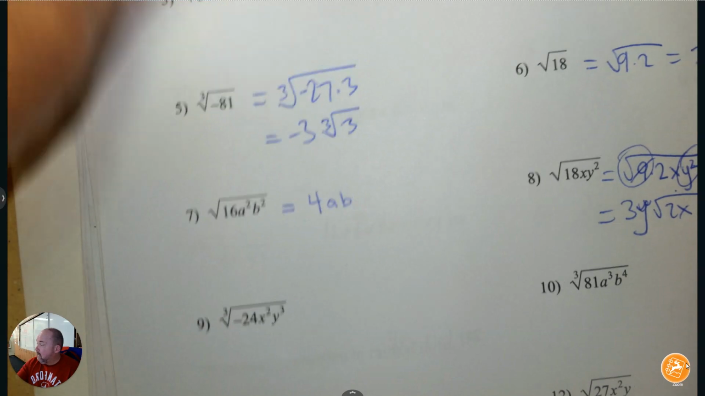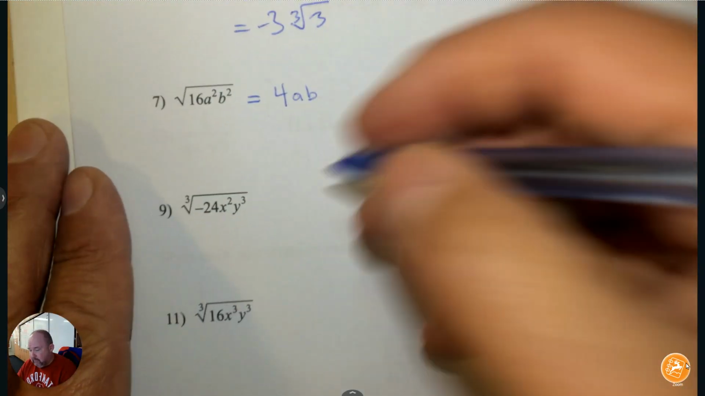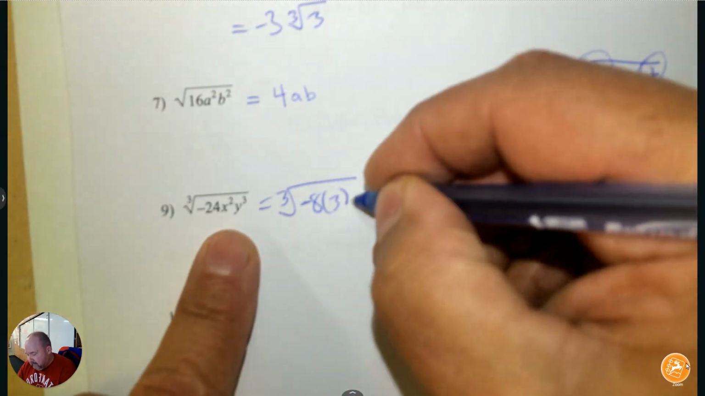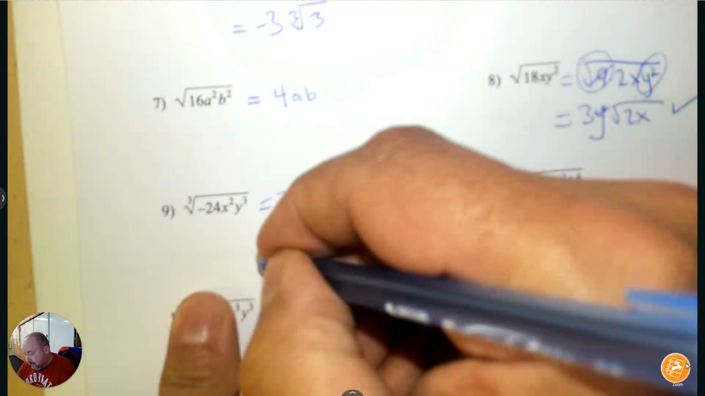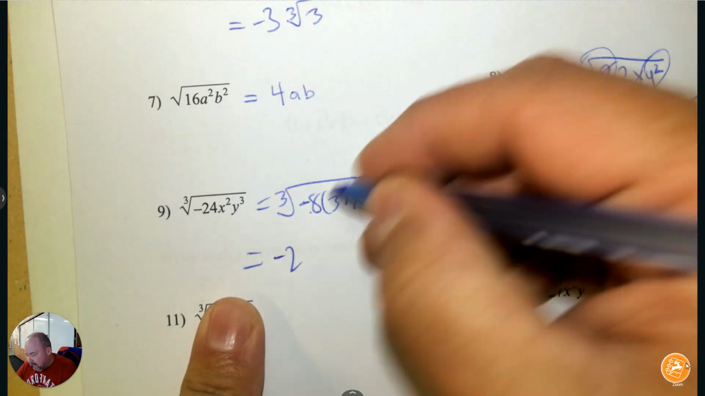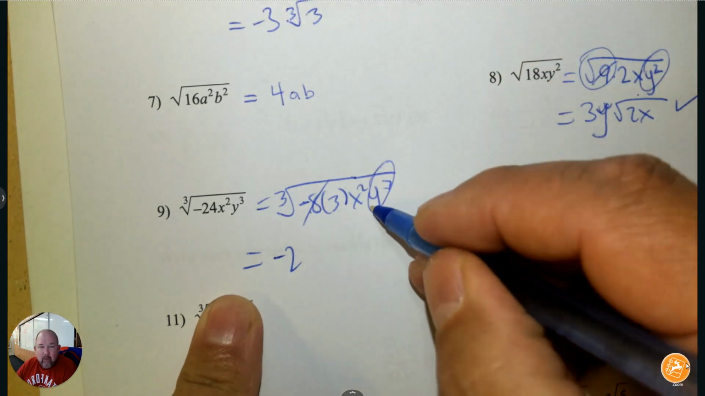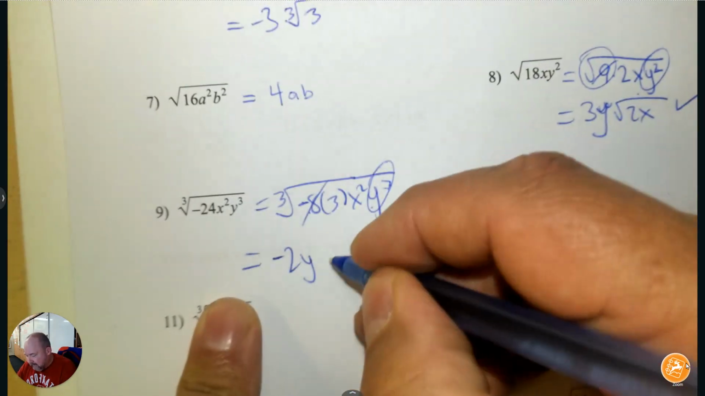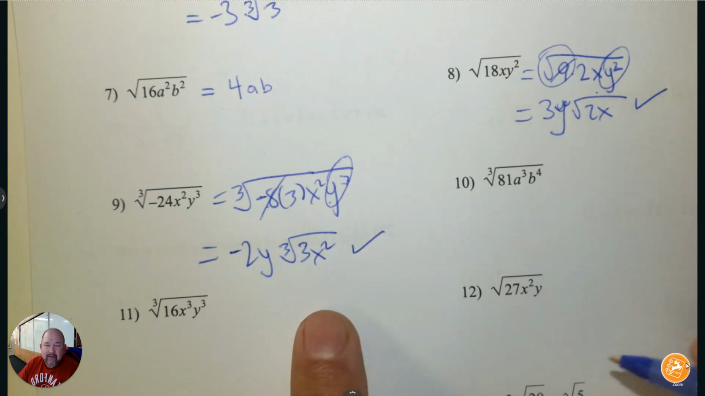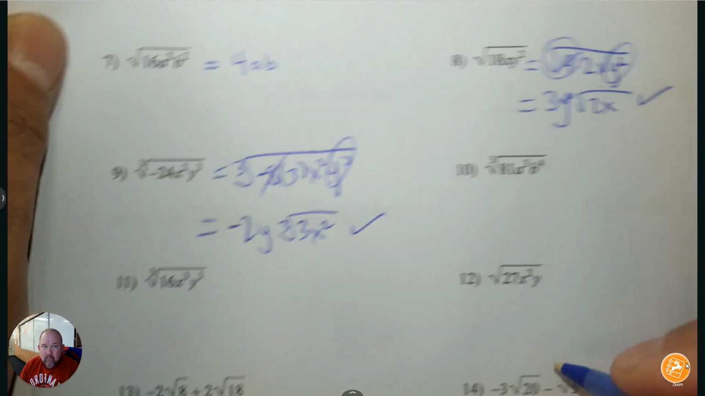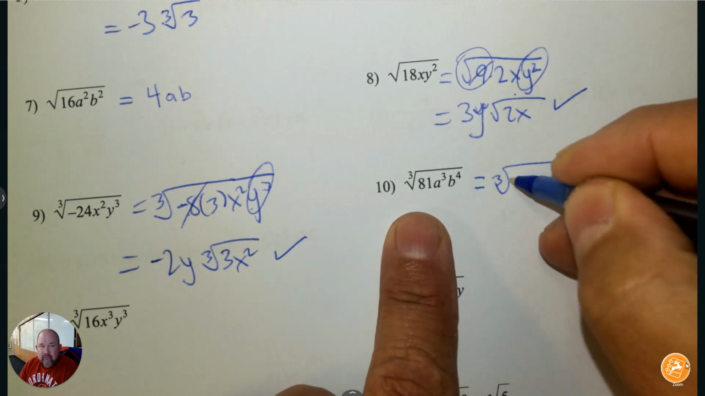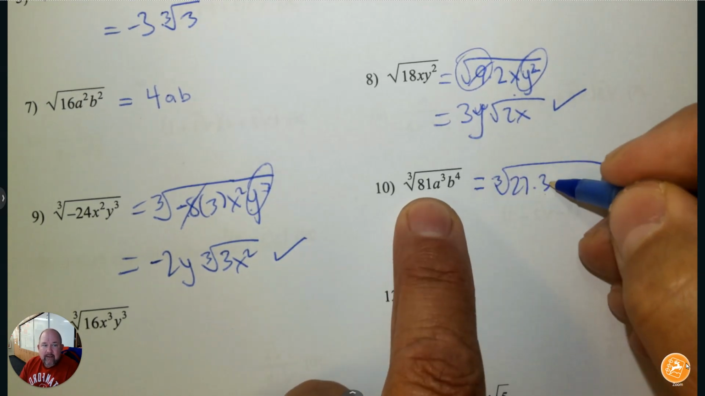Cube root, same thing, but now we're dividing by 3 with algebra when it's a cube root. So negative 24 is negative 8 times 3. So the cube root of negative 8 is negative 2. The cube root of y cubed divided by 3 is y. And then 3x squared is left underneath that I can't simplify. The cube root of 81, we just did that one. That's 27 times 3. A cubed is good.